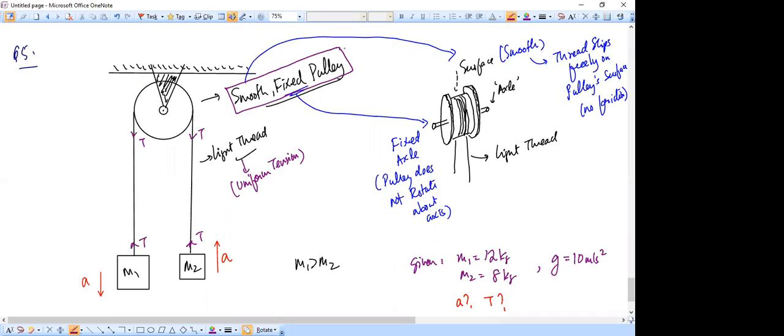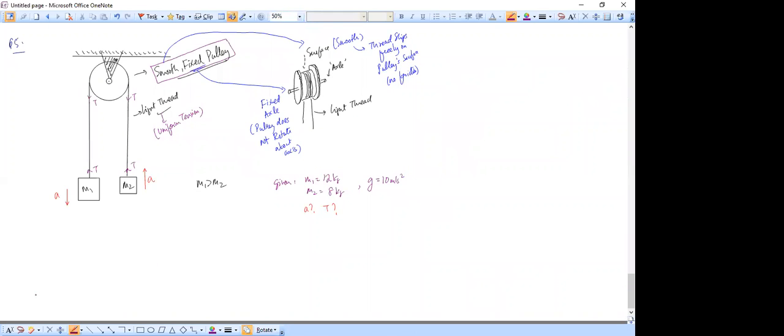Okay, so hope this part is clear, people. Now let us see how we will calculate the accelerations and the tension by making use of Newton's laws. So now if you consider the block M1, you will realize what all forces are acting on it.